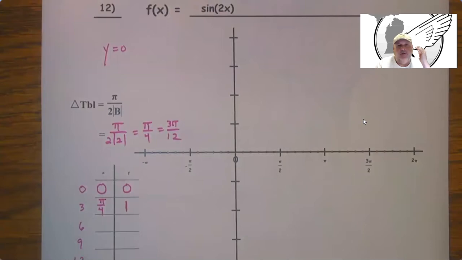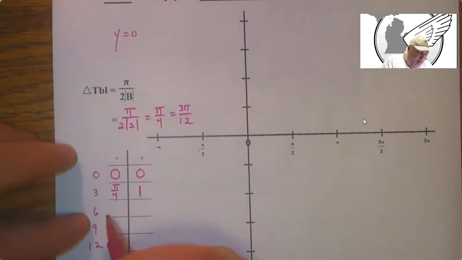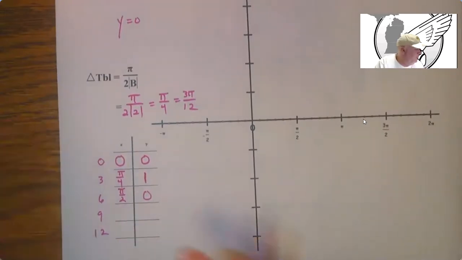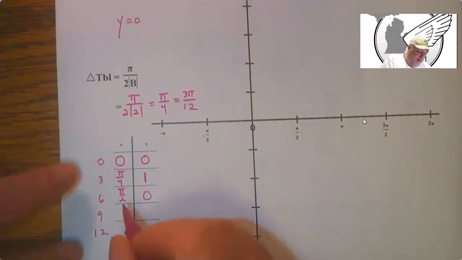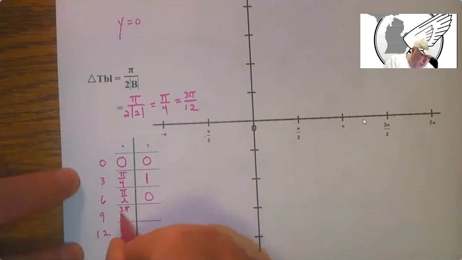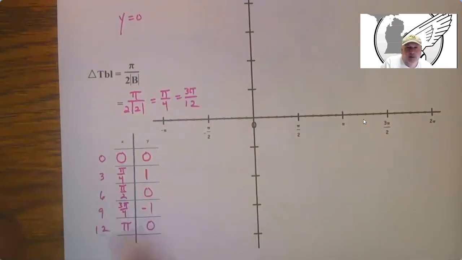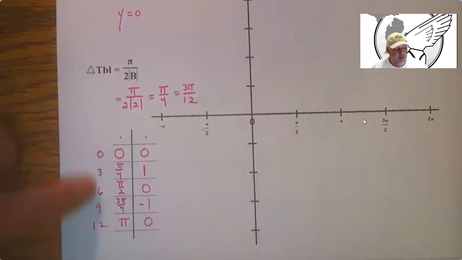It's important because this is where your graph changes the curving. The curvature flips over. Okay, 6 pi over 12. So that reduces to pi over 2. Then we're back down to 0. 9 pi over 12. So this is going to be 3 pi over 4. And it's nice if you reduce it. This is what you really need here to do the graphing.